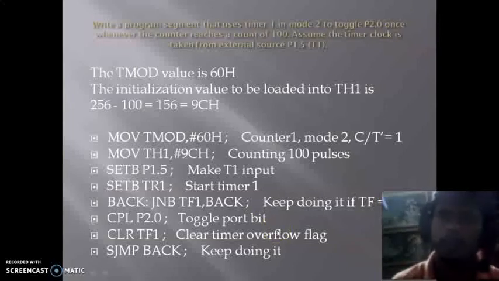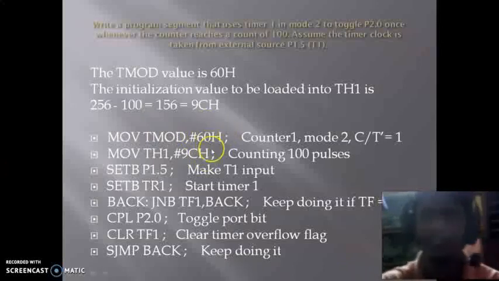Here first we have to store 60H into the TMOD. By using MOV instructions we are storing 60H into TMOD, so that timer 1 and mode 2 are selected. After that we will store the count, that is 9CH, into TH1, so that 100 pulses can be counted. Now we will set P1.5 by writing SETB P1.5, so that the timer clock is taken from the external source P1.5, and next we will start the timer by writing SETB TR1. So it will start the timer.